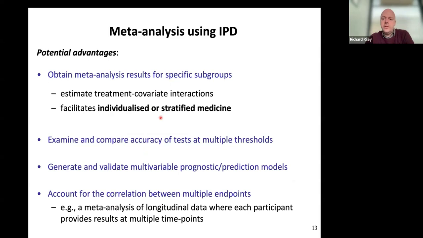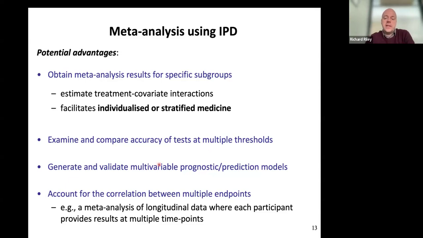This would therefore facilitate potentially calls for personalized and stratified medicine that I mentioned earlier. Moving away from trials, if I've got the raw data, I can examine and compare the accuracy of a diagnostic test using the same threshold for defining what's positive and negative in every single study. So I don't have to worry about people using different thresholds across studies.